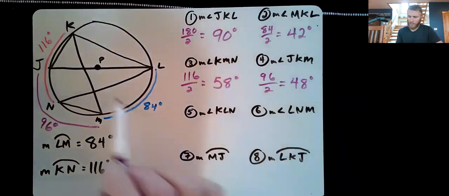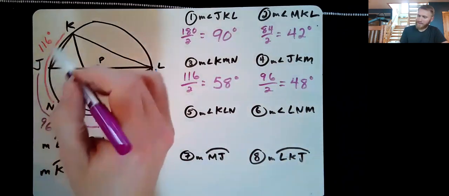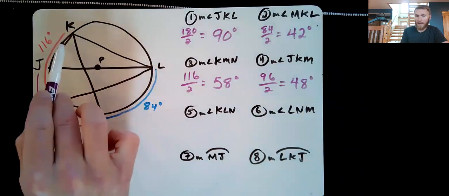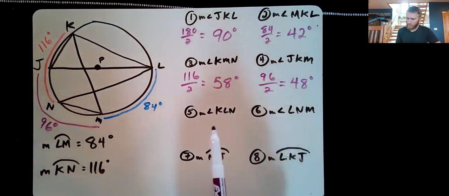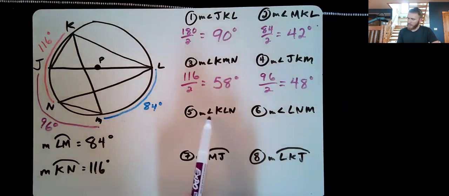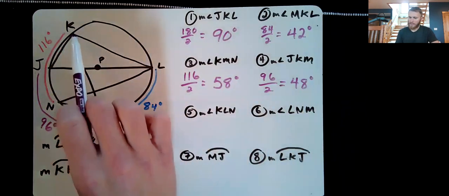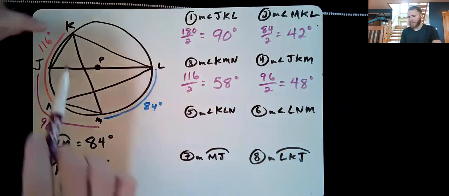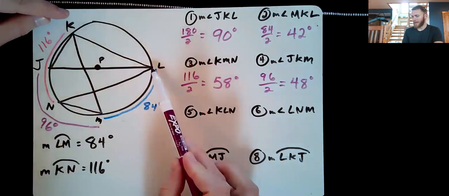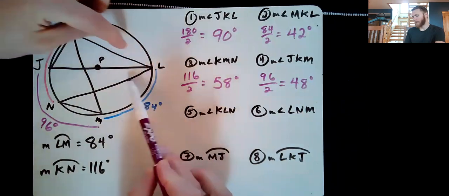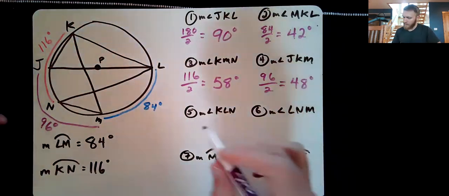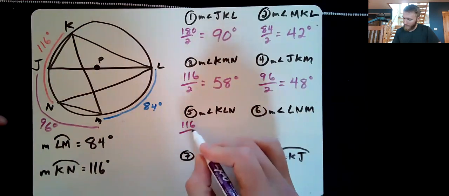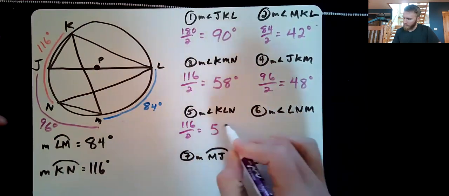Just a little note, you could also have used the fact that this was 42 and the whole thing was 90 to find the missing piece. You'd also get 48. All right, let's keep going. Measure of angle KLN, K to L to N. So as you trace that, the vertex is at L, and I trace both of the legs out. It intercepts that 116 degrees. So that's again 116 divided by 2, which gets me 58 degrees.